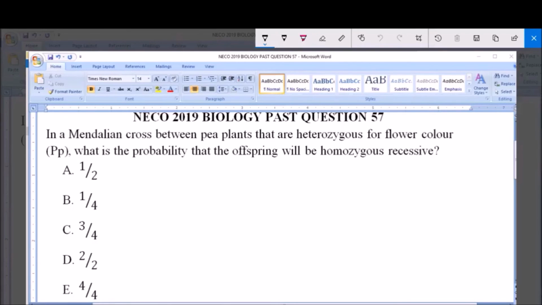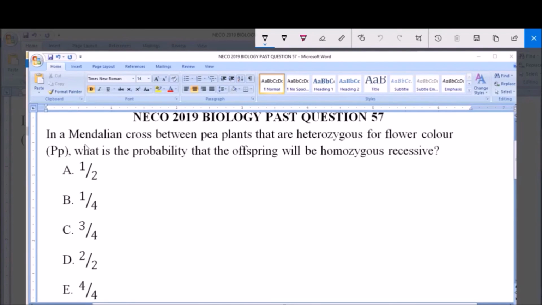I will be answering NECO 2019 Biology Past Question 57. In a Mendelian cross between pea plants that are heterozygous for flower color, Pp, what is the probability that the offspring will be homozygous recessive? A, 1 over 2; B, 1 over 4; C, 3 over 4; D, 2 over 2; and E, 4 over 4.